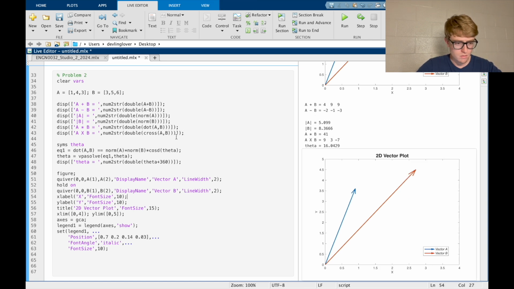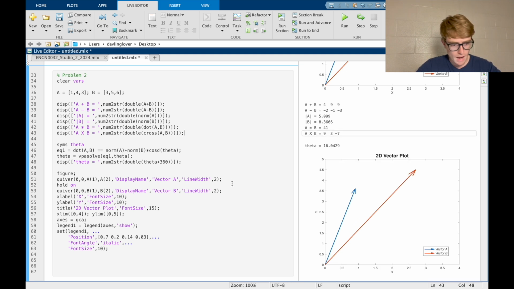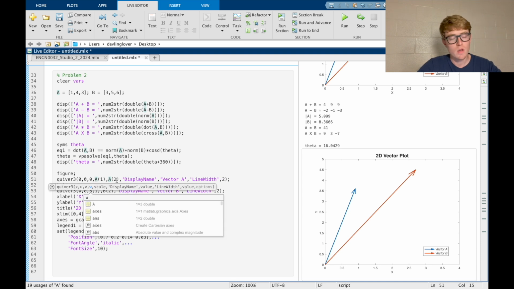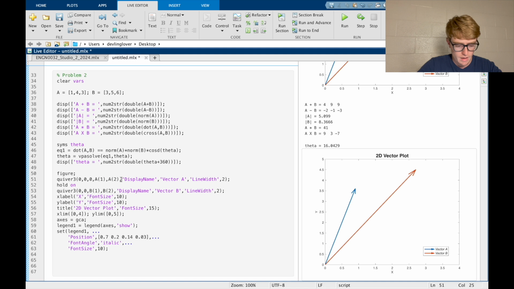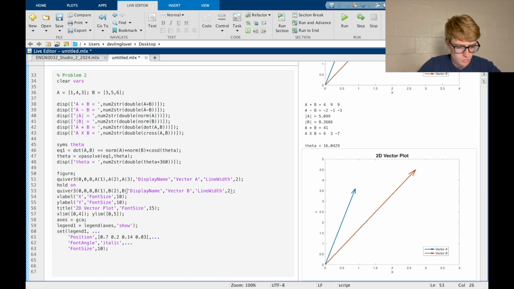Now we just need to edit our graph. So instead of quiver, we're gonna do quiver3 this time because we want to plot it in 3-dimensional space. So we're gonna add another 0 and we're gonna add our last component of A. We're gonna do the same thing with B. Remember to modify it to be quiver3 and not just quiver. Okay, and there we go.